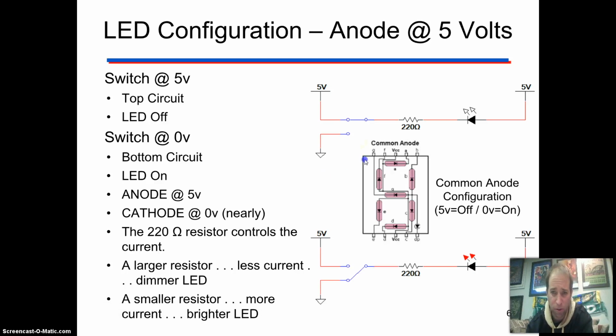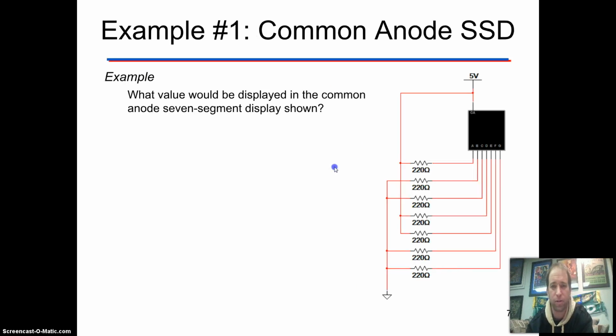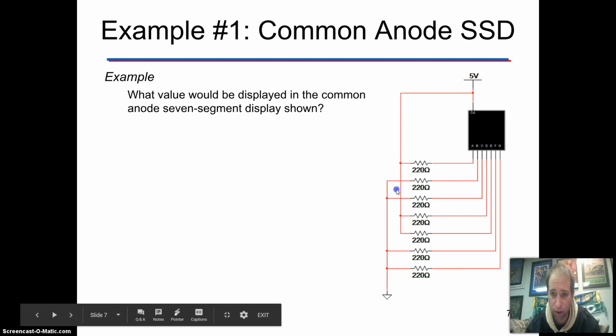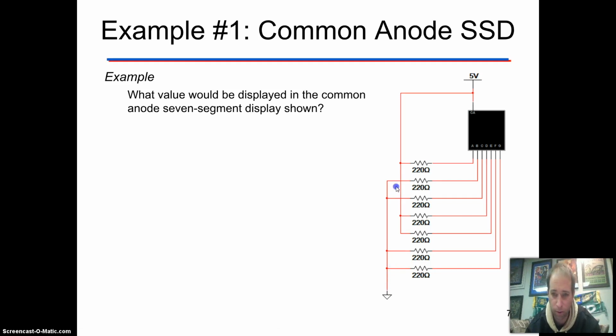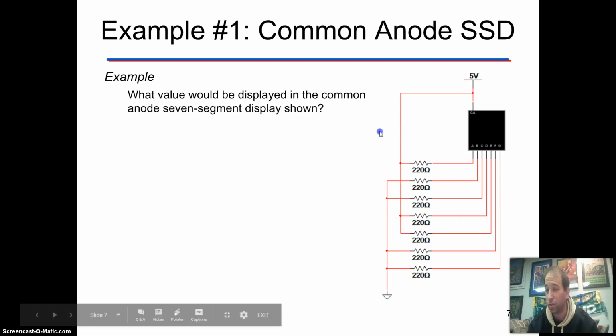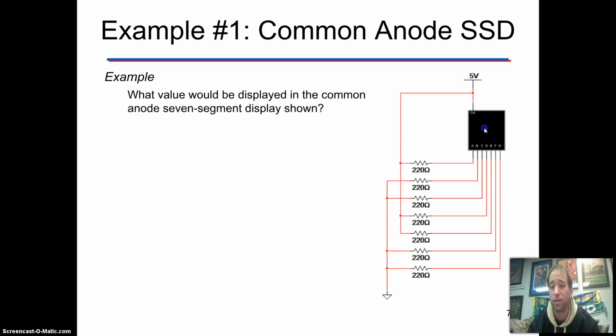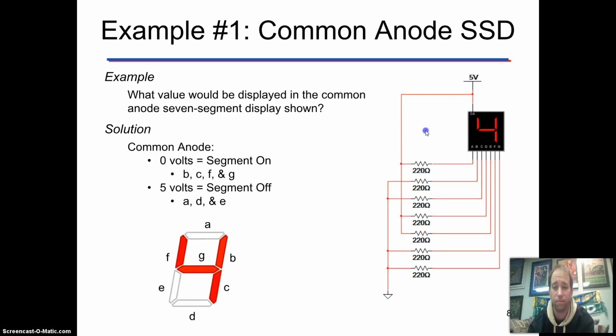A lot of times when you do this, there'll be a CA in this top corner of the display, so you can tell which one is the common anode, and here it is right here. This is a common anode. Let's look at this right now. You can see that 0 volts, or the ground, is going to B, C, and then F and G. What number do you think is going to display here? If you guessed that, you are correct.